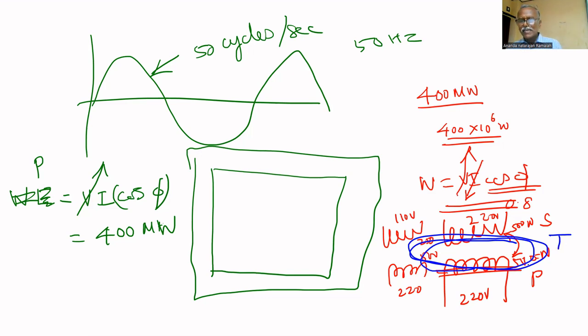Here we are using air as a core. Are you able to follow what I am saying? It means the flux is going through air.